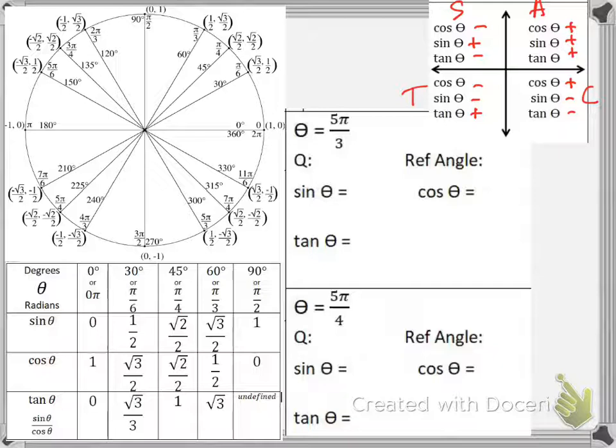So I'm looking for 5 pi over 3. If you know anything about the unit circle and you know where it is, great. If you don't, search for it on the unit circle. For today, you're only going to have ones that are on the unit circle. Tomorrow, you might get some that have an extra rotation around, so we'll have to use coterminal angles to adjust it just a little bit first.